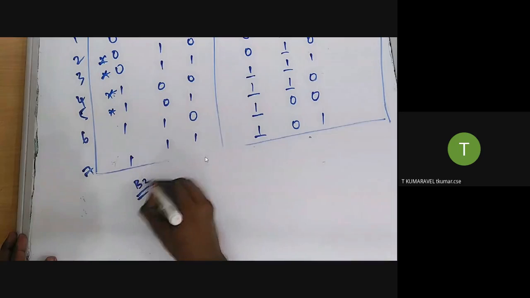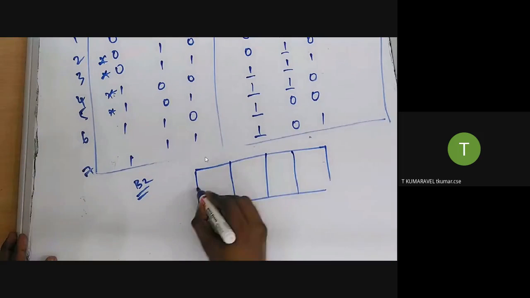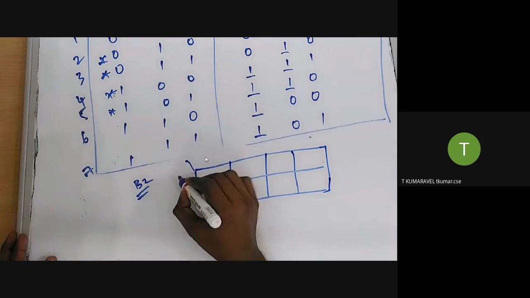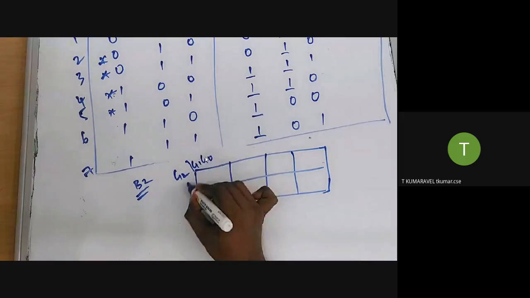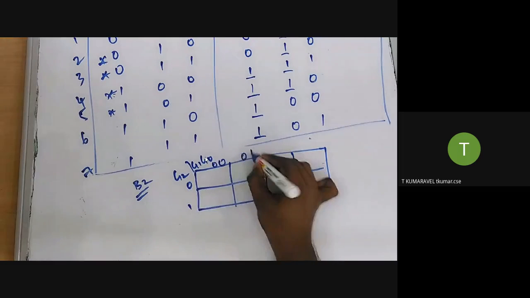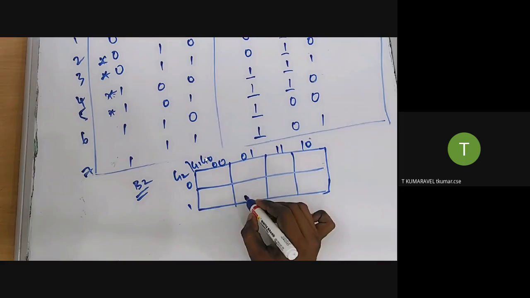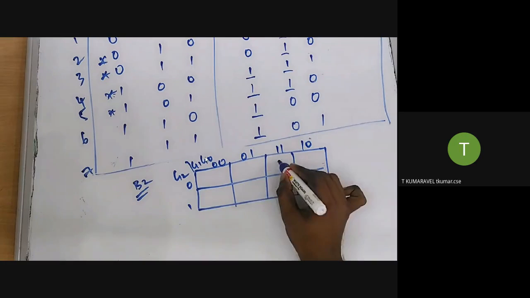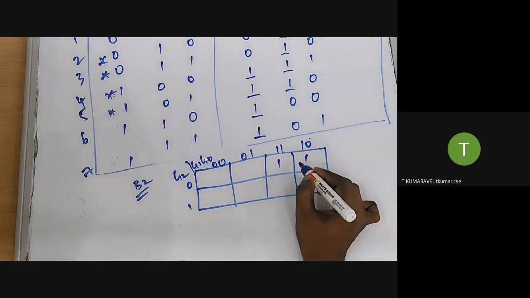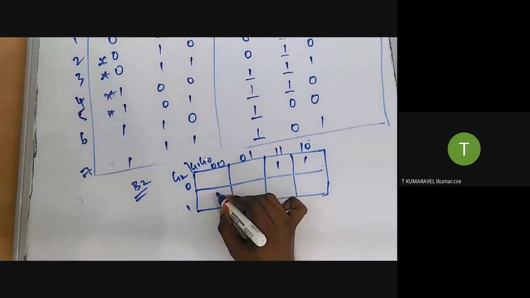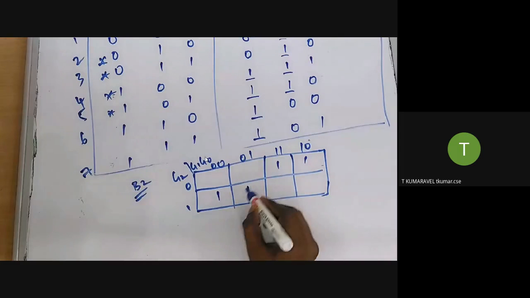Okay, this is a 3 variable column, associated with the 8 cells G2, G1, G0: 0, 1, 0, 0, 0, 1, 1, 1, 1, 0. Now fill up the values. What is the first value? 0, 1, 1. Next, 0, 1, 0. What about the next case? 1, 0, 0. What about the next case? 1, 0, 1.